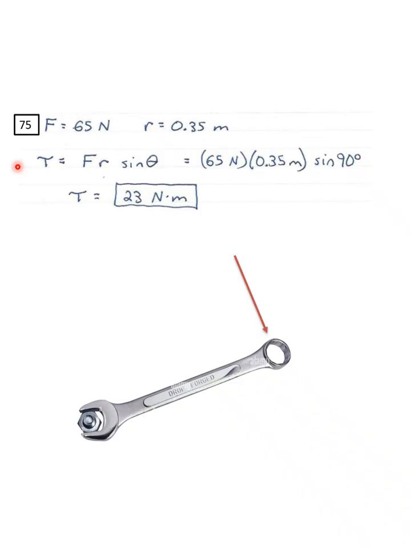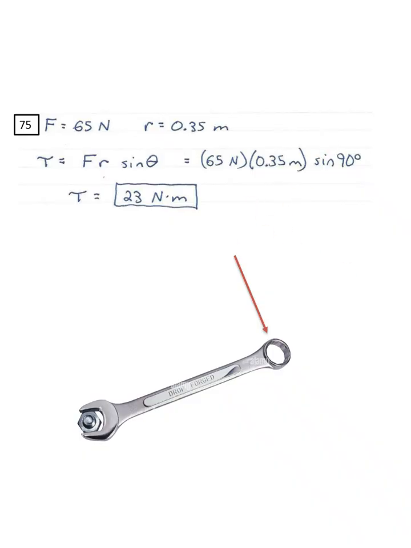The maximum torque, well, the torque is going to depend on the angle over which it's applied. Maximum is going to be where sine of theta is 1, and that's going to be with an angle of 90 degrees. So the force applied is going to be perpendicular to the lever arm. So we have 65 newtons times 0.35 meters times that 1, or sine of 90 degrees, and we get a torque of 23 Newton meters.